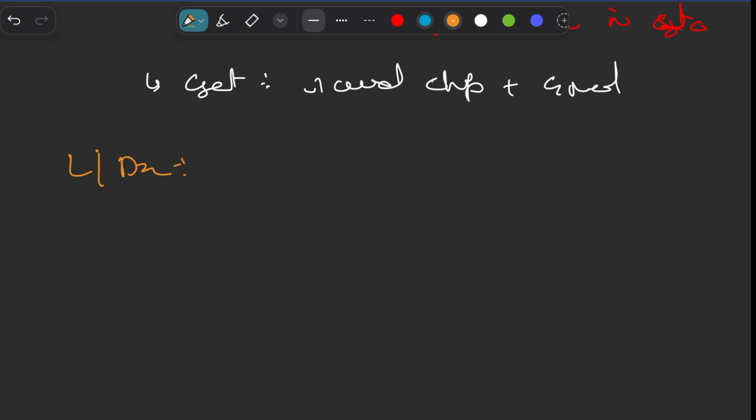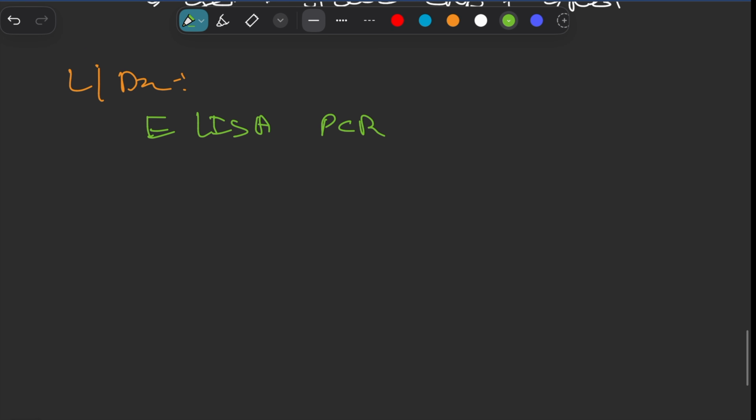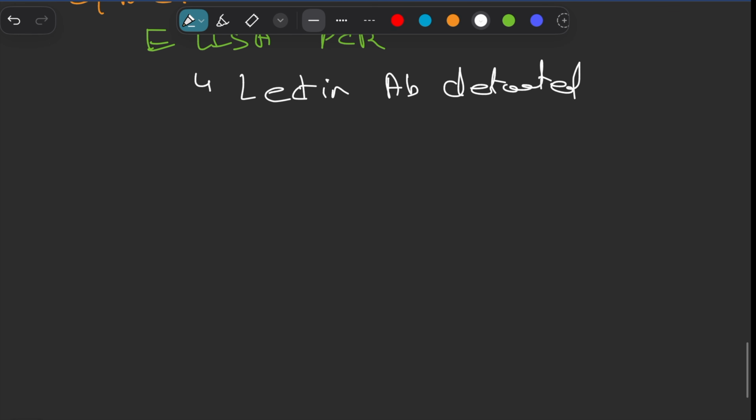Okay, the lab diagnosis, first we will do immunological, which is ELISA, PCR. In the ELISA the lectin antibody is actually detected. Okay, there is also a rapid test, in which the surface antigen is detected.